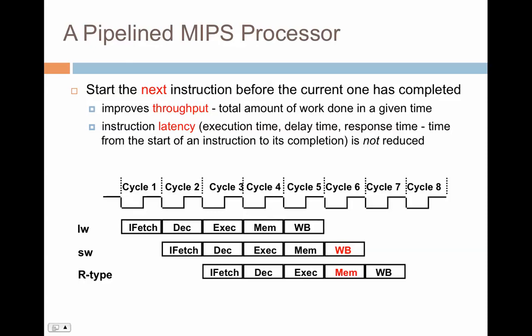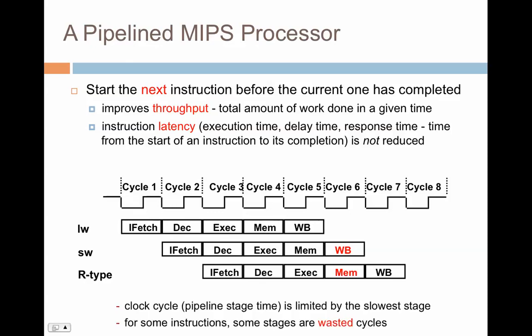Therefore, in our design, all instructions have the same latency. However, we overlap instruction execution to improve the throughput. So, 2 things to keep in mind. The clock cycle, this is the pipeline stage time, is limited by the slowest stage. So whichever is the slowest stage, we fix the cycle time for that stage, and then we say all other stages are going to be multiples of that.